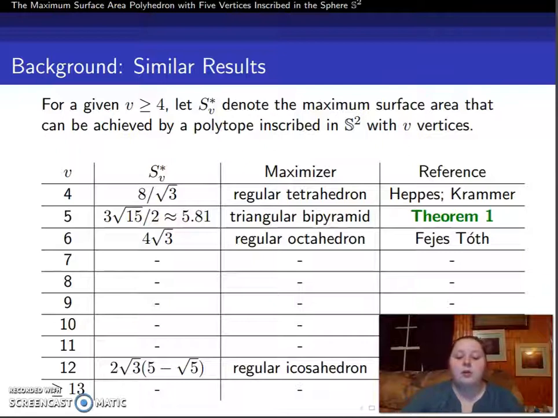This chart shows the other cases of V vertices that have or have not been proven. As we can see, cases V equals 4 with the regular tetrahedron, V equals 6 with the regular octahedron, and V equals 12 with the icosahedron were able to be proven optimal. They were proven optimal using an inequality that portrays the maximizer when equality is reached. However, no such polytope reaches equality in our case of V equals 5. Thus, we had to use a different approach in order to determine the answer.